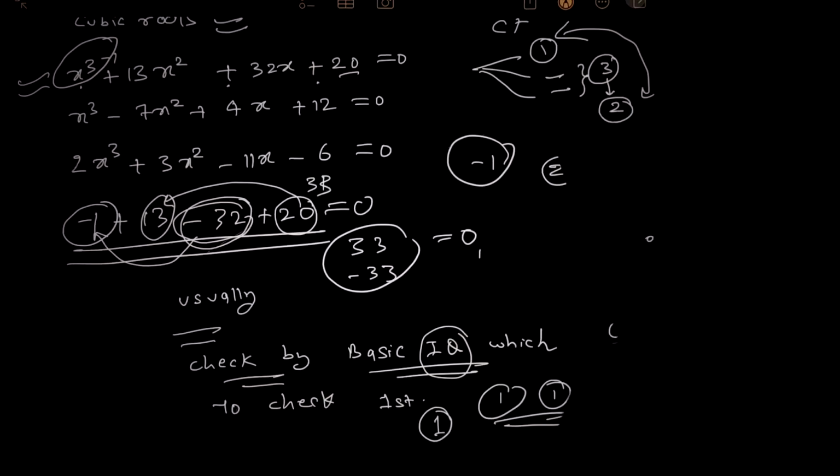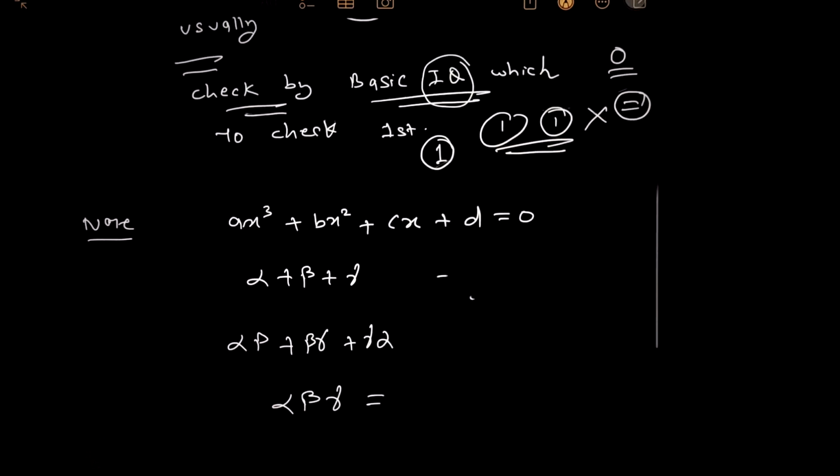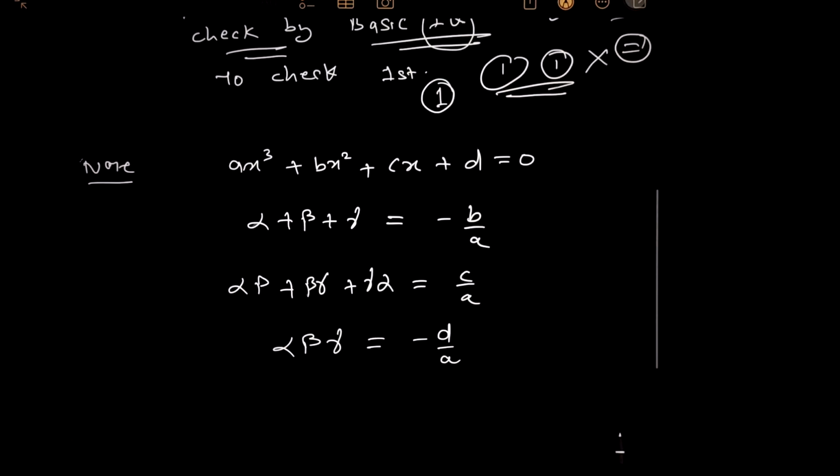So for that we have to convert this cubic equation into quadratic equation. But how? The root that you have found, minus 1, will help you convert your cubic into quadratic. For that I will tell the steps, but before that you should understand one more thing.